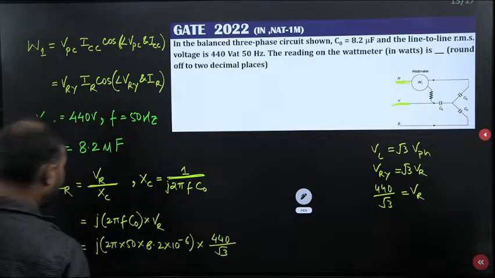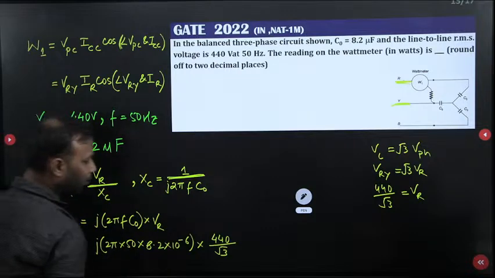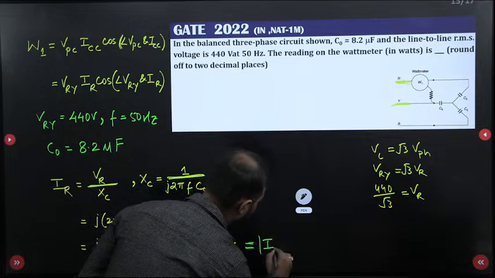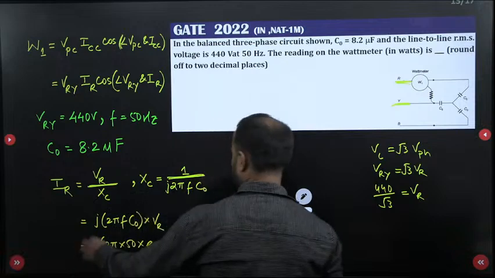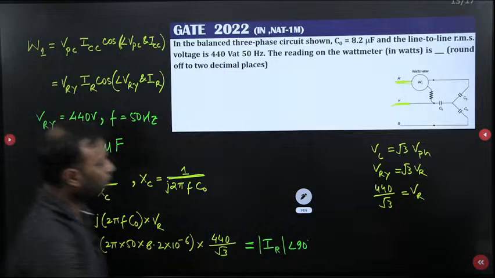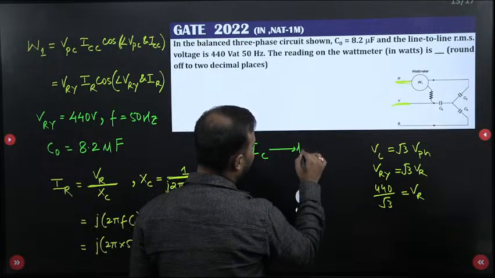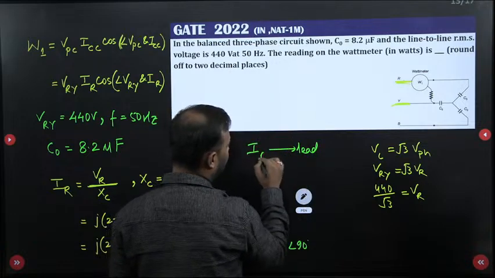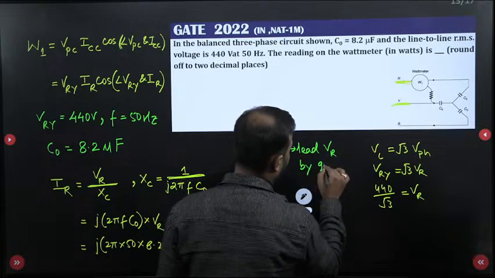Okay, let it be like this. So this can be written as magnitude of IR at an angle of 90 degree. So what do you mean by this? Your IR leads VR by 90 degree.